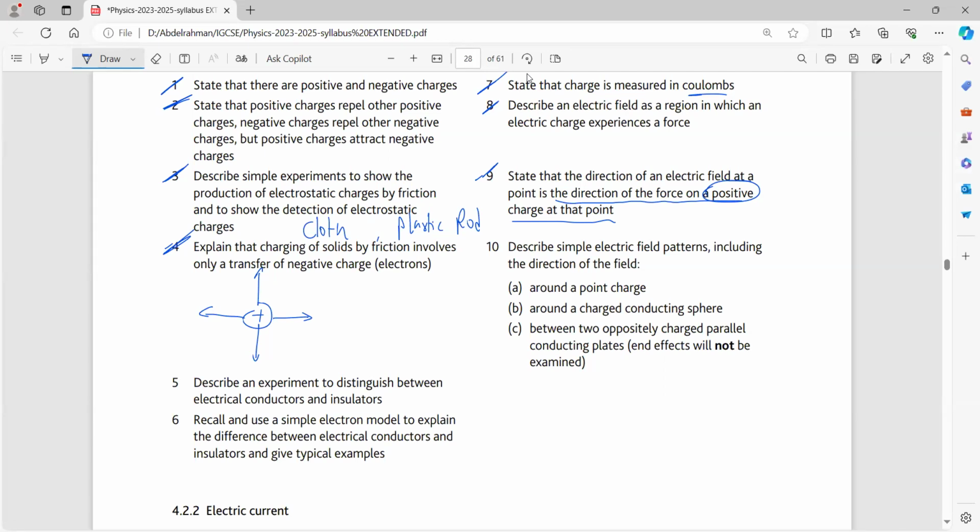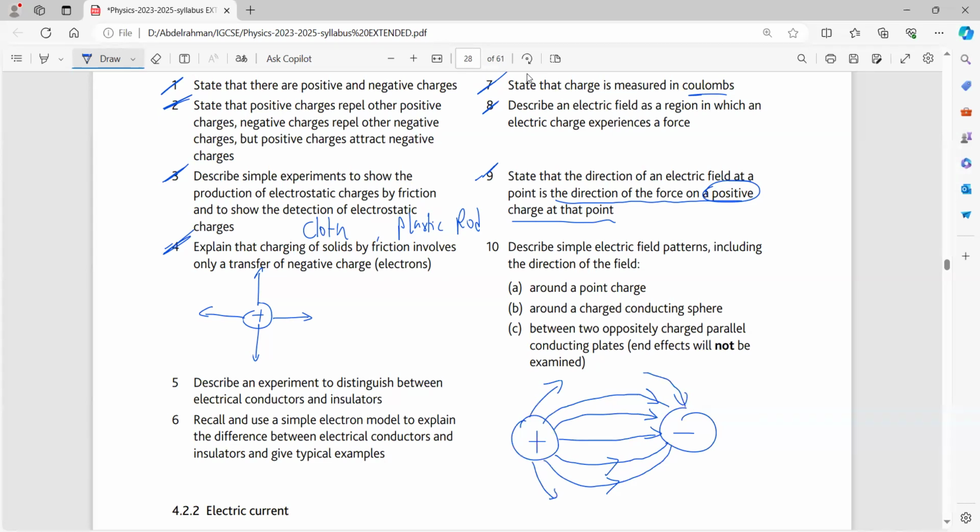A conducting sphere, for example, if I have a positive and a negative sphere, the field goes from the positive to the negative. Again, this will be curving this way. They curve around it. You can have some field lines going outwards, some inwards, and some field lines on the opposite side. These are some of the field lines.